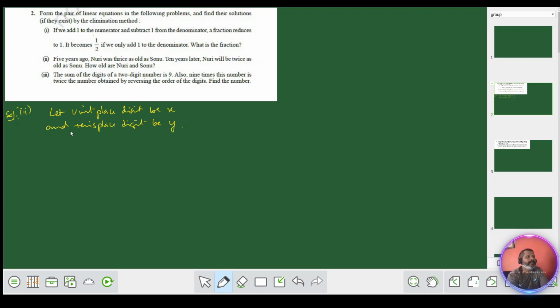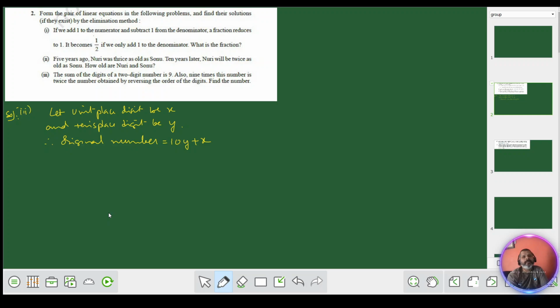Before we start attempting the actual problem, you have to do one thing. First, assume the digits. Therefore, you write original number equal to, just now I explained, if x is the units place digit and y is the tens place digit, the original number becomes 10y plus x, because the y place is tens place, it should be multiplied with 10 to get the actual value of y, right? Place value of y. Now read the question. Sum of the digits of a two-digit number is 9.